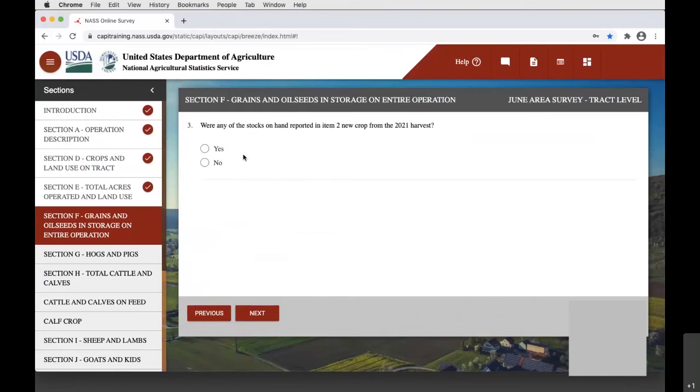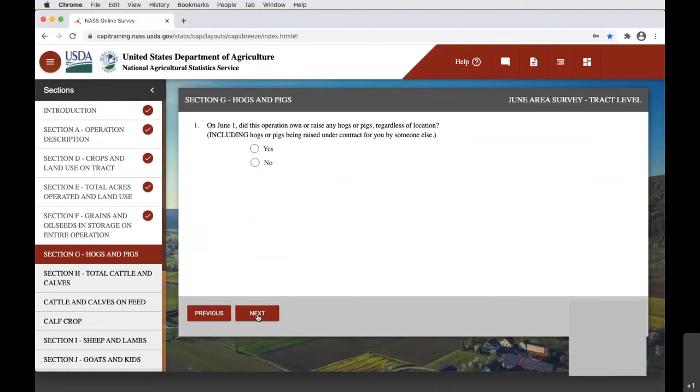Were any of the new crop stocks reported? No, we don't have anybody that should have new crop stocks at this point. Do we have any hogs or pigs? We'll say no and no intentions.